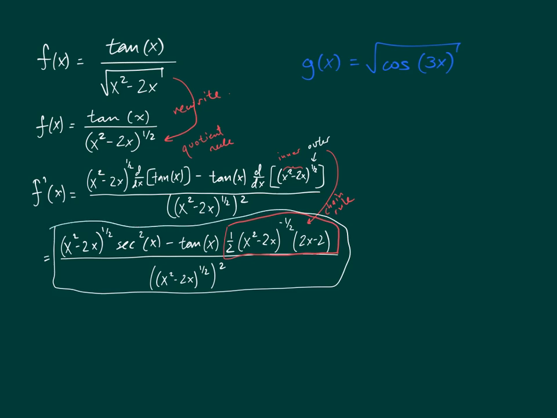Well, the first thing we needed to do is rewrite this square root as a 1/2 power to make sure it was understandable for the purposes of derivatives. Then you had to notice that there is a quotient here. So we use the quotient rule. That's denominator times derivative of the numerator minus numerator times derivative of the denominator over denominator squared.